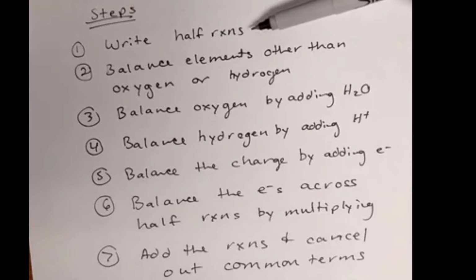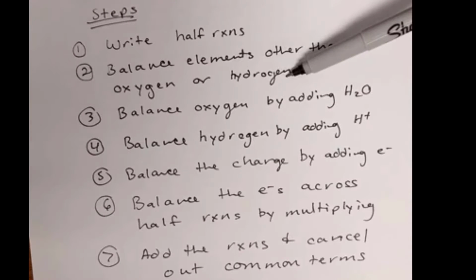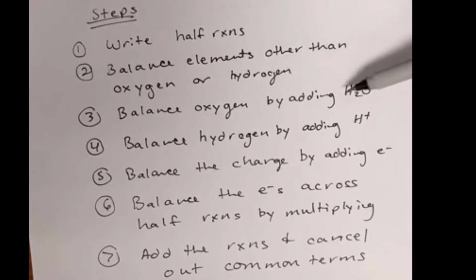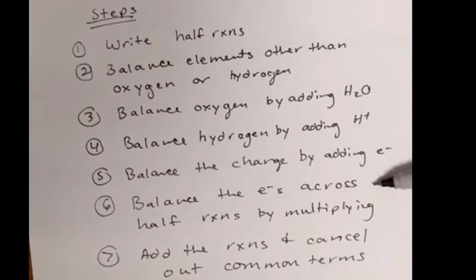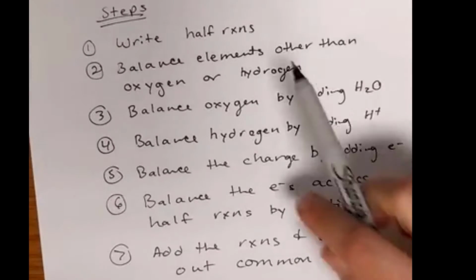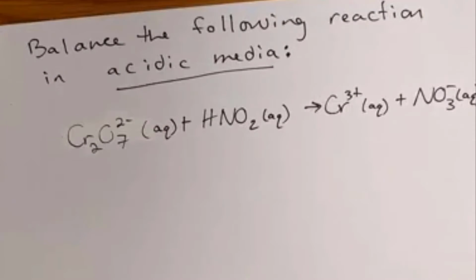My steps are: I'm going to write the half reaction. I'm going to balance every element other than oxygen and hydrogen. Then I'm going to balance my oxygens first by adding water to whichever side I need to add it to. Then I'm going to balance my hydrogens by adding protons wherever I need to add them. Then I'm going to balance my charge by adding electrons. Then I'm going to balance the electrons across the half reactions by multiplying. Then I'm going to do the final step that we just did on the previous problem, where I add the reactions and cancel out my common terms. So my first step is write my half reactions.